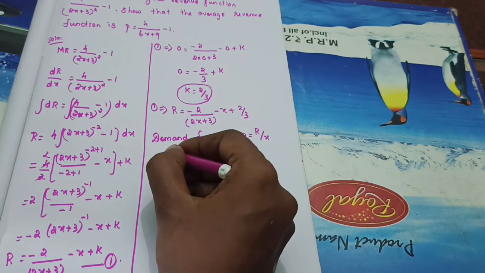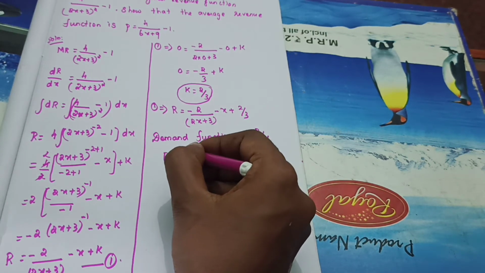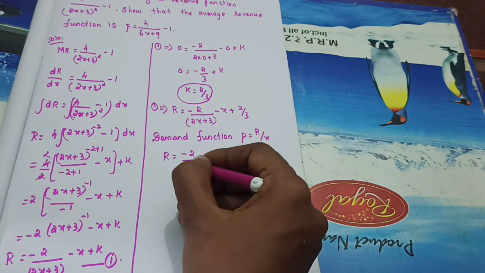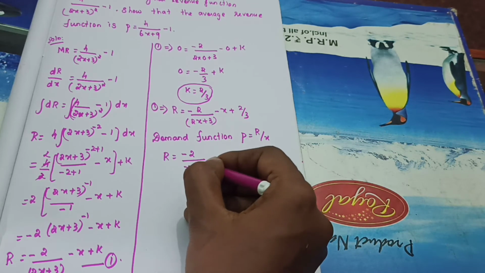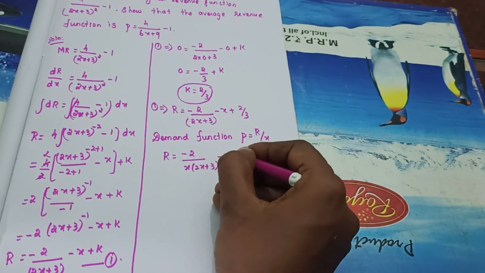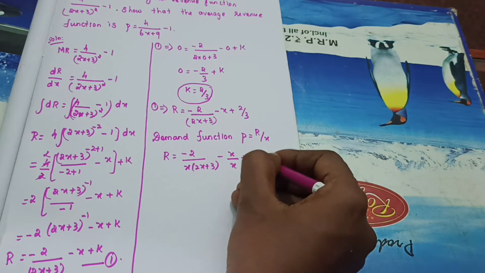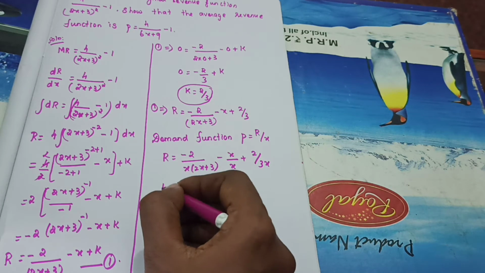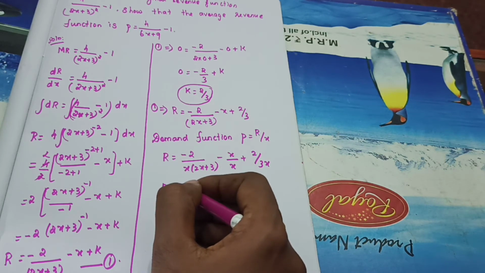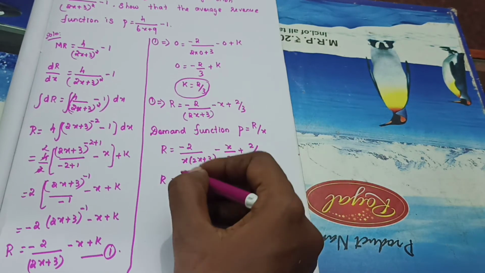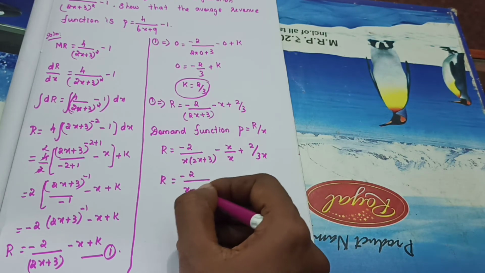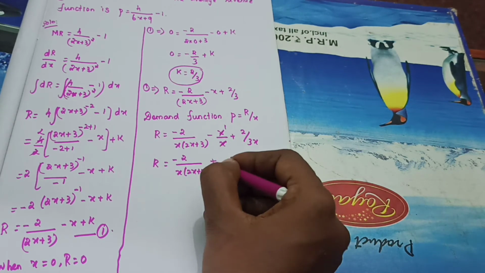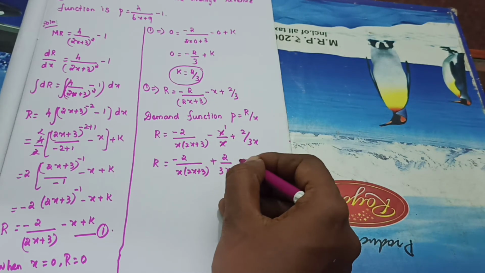R by x. So R is equal to minus 2 by... each and every time you need to divide by x, is it right? So x into 2x plus 3 minus x divided by x plus 2 by 3, general, divided by x. That is, R is equal to, you can join this 2, that is minus 2 by x into 2x plus 3. This will get cancelled, 1 plus 2 by 3x minus 1.